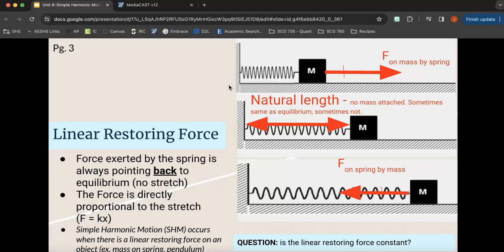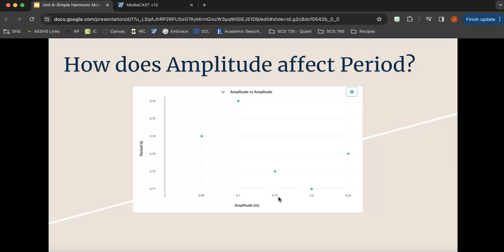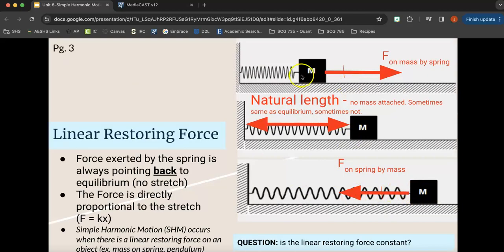Is the linear restoring force constant then? I hope you have an answer in your head. It is not constant. The linear restoring force is not constant because the mass is always changing position, so that force is getting bigger, smaller, bigger, smaller. It oscillates in between. As it goes from compressed, it gets smaller, then it's at equilibrium. As it goes towards stretch, it gets bigger. As it goes back towards equilibrium, it gets smaller, so that linear restoring force is never constant.